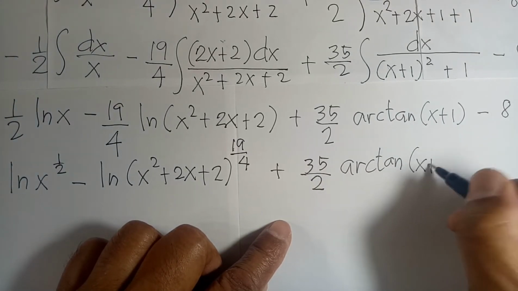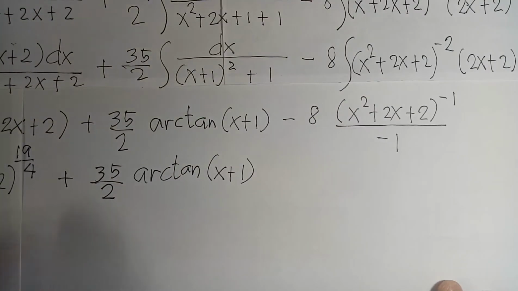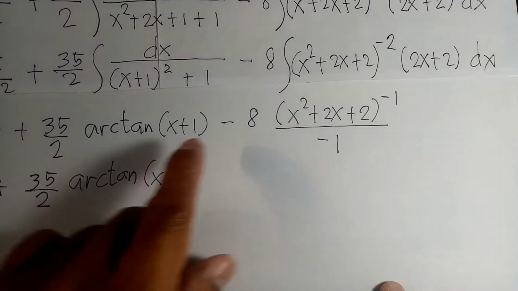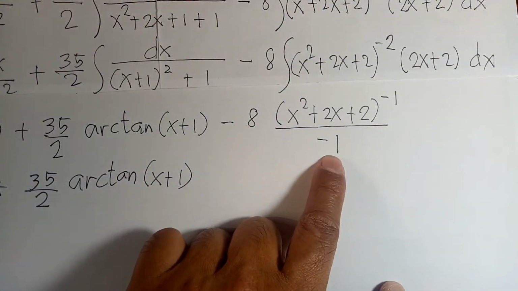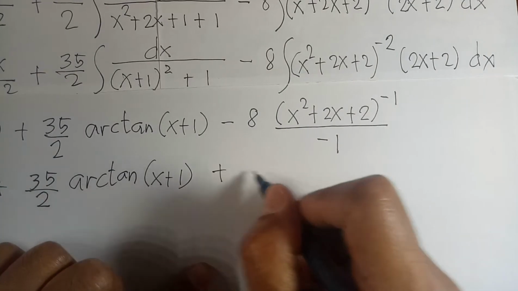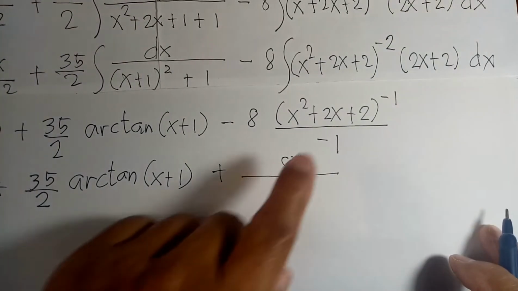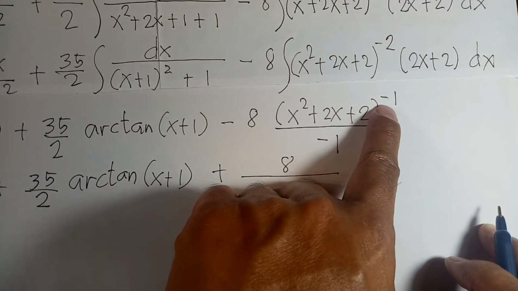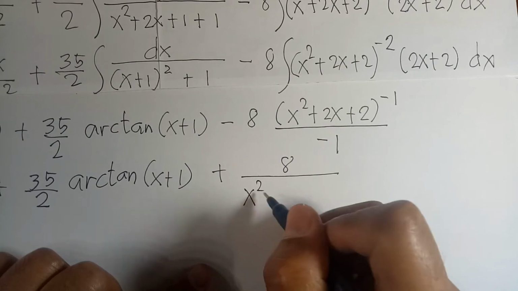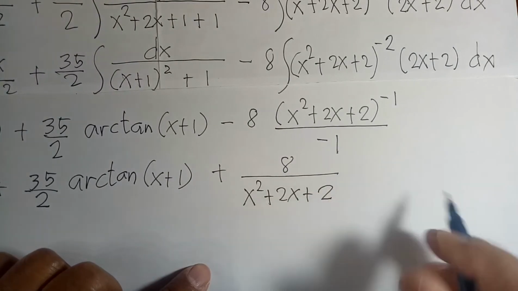Arctangent of x plus 1. Ito naman, no? So, negative 8 divided by negative 1 is positive 8. So, plus 8. Okay? That's divided by, so yung x squared plus 2x plus 2 raised to negative 1, bababa natin. So, magiging x squared plus 2x plus 2.